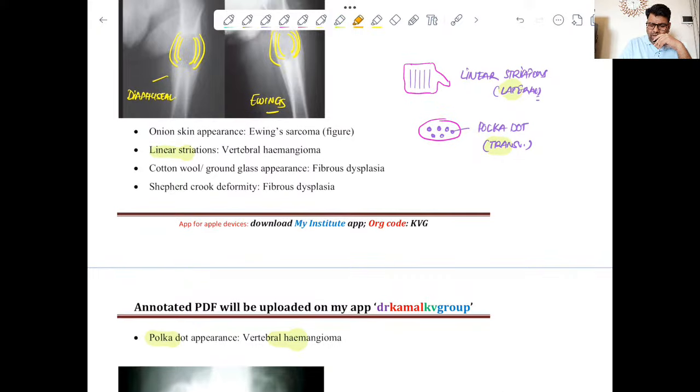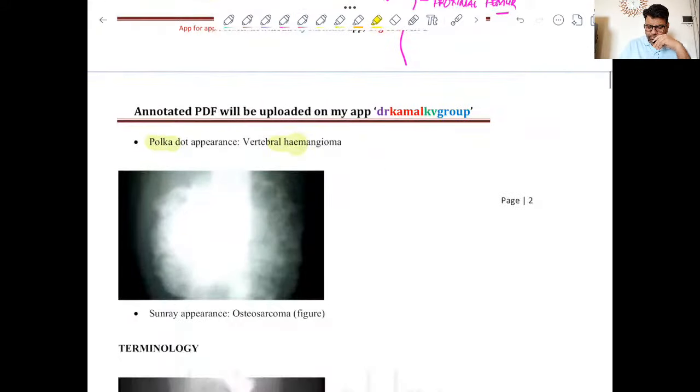Then ground glass or cotton wool has to be remembered for fibrous dysplasia. But what is more important for you to remember in fibrous dysplasia is the Shepherd crook deformity of the proximal femur, right? So this is the proximal femur and it bends to form a Shepherd crook deformity. Now this has been asked many number of times, so please be perfect with that.